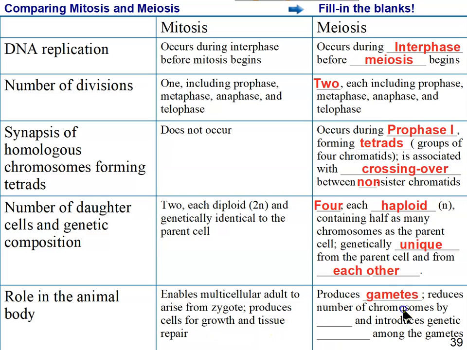When it comes to meiosis, we're producing gametes. That's really the only purpose of meiosis in sexually reproducing organisms, is to produce gametes. It reduces the number of chromosomes by half and introduces genetic variation among the gametes, and that's extremely important, and really the reason that sexual reproduction exists is to introduce variation into populations, and that's why meiosis exists. And that concludes our review of meiosis.